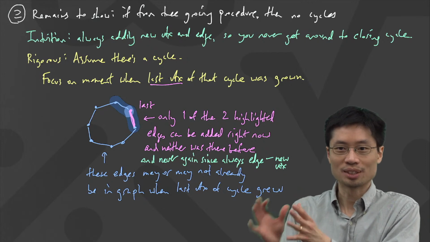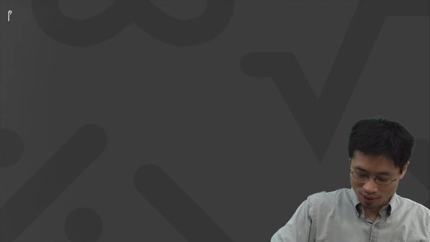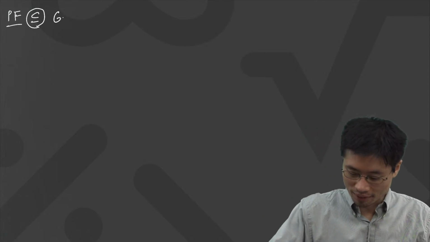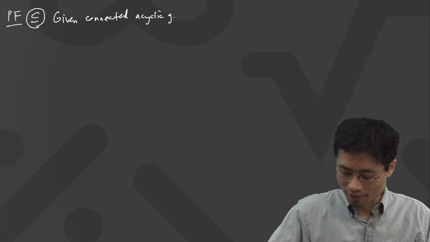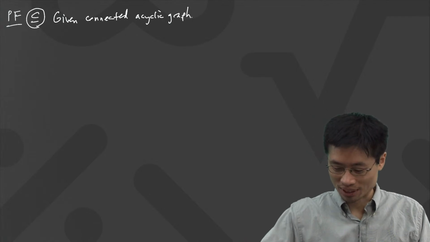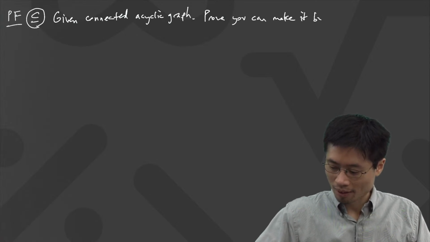So that one's the more reasonable one. The other one is weird. The other direction, we now have to do the proof of the other direction. It's supposed to say, hey, I have a graph. It's connected, and there's no cycles, and that's the only thing I know about it. Given a connected acyclic graph, we're supposed to show that you can make it out of the tree growing procedure. Prove you can make it by growing.